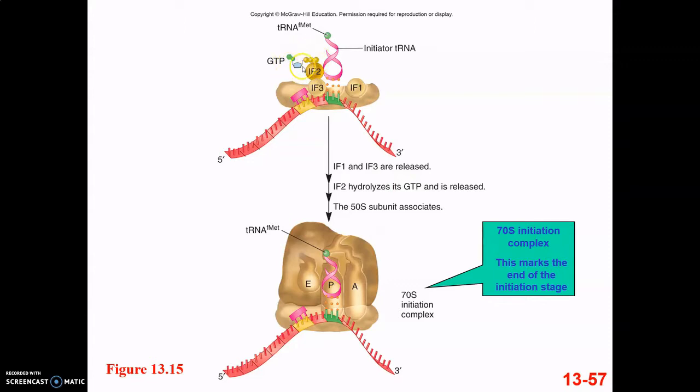So this is another unit of energy being burned. Remember that GTP and ATP are equivalent in energy status. So this is essentially another ATP being burned. It just so happens that it's GTP. Once all those initiation factors are free and we have this transfer RNA bound, the 50S subunit can then sit down on top of the entire complex, and this would mark the end of the initiation process.